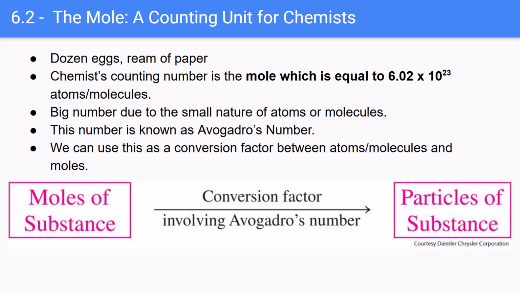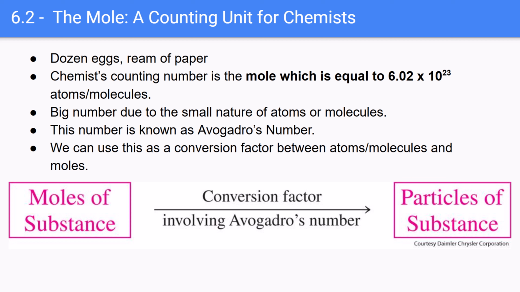And you can think of a mole as like a counting number. A mole is a number that we use in chemistry. A mole is like a dozen of something, right? Regardless of what you have, a dozen of something is always 12, or a ream of paper. A ream of paper is always 500 pieces of paper. A chemist's counting number is the mole, which is equal to 6.02 times 10 to the 23rd atoms or molecules, and that is equivalent to a mole of something.